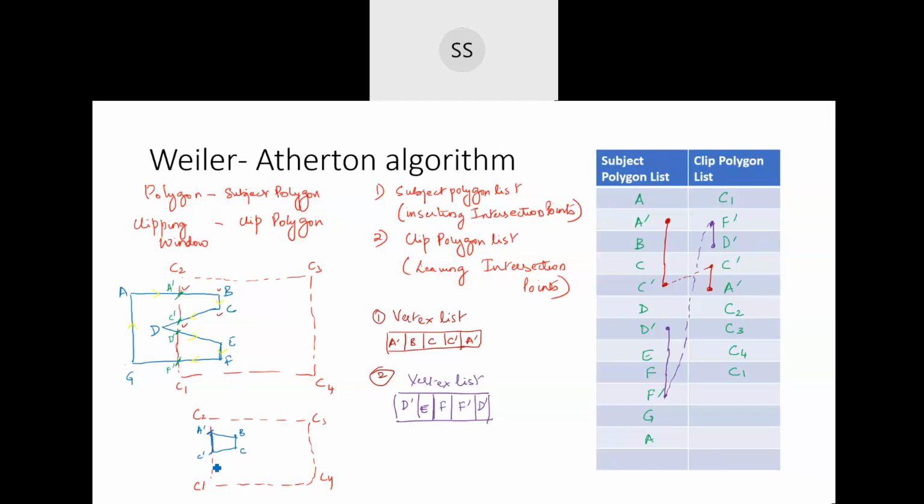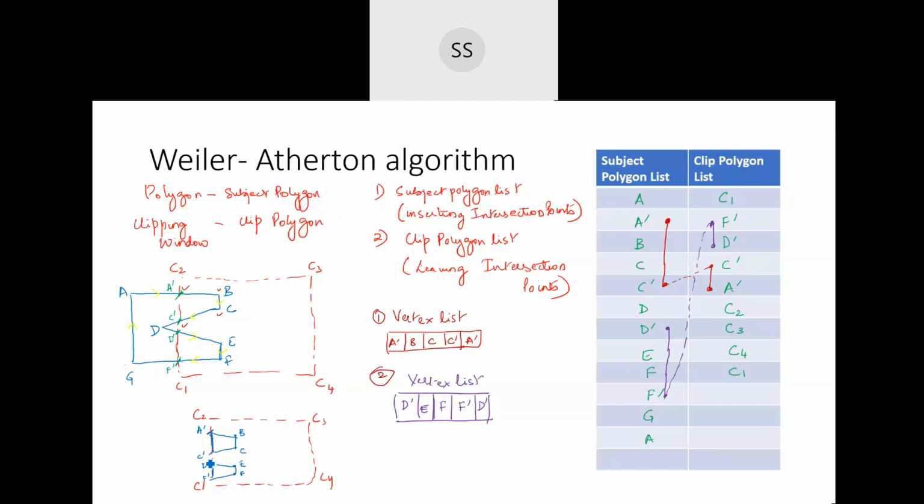And then you have your D dash. From there you go to your E, then you go to your F, then to your F dash, and the closing one. So is that extra edge being formed between C dash and D dash which is not there? Is that extraneous edge being formed? No, it is not formed.